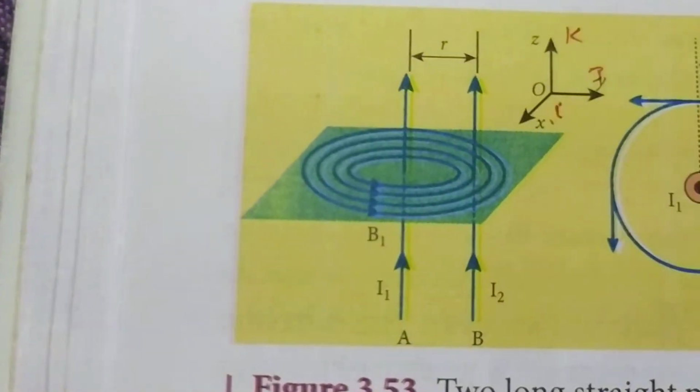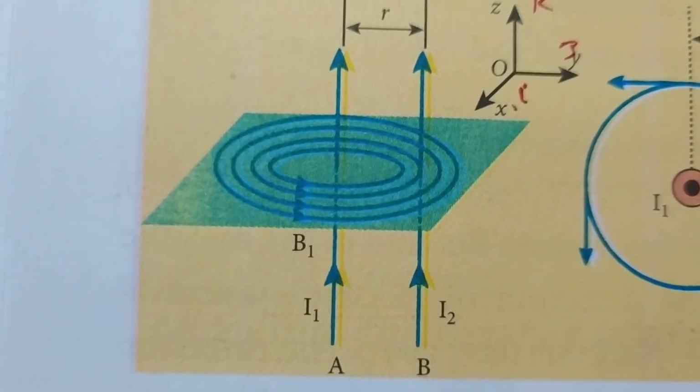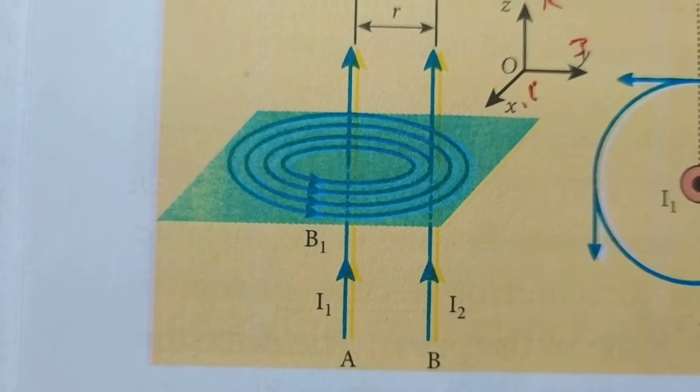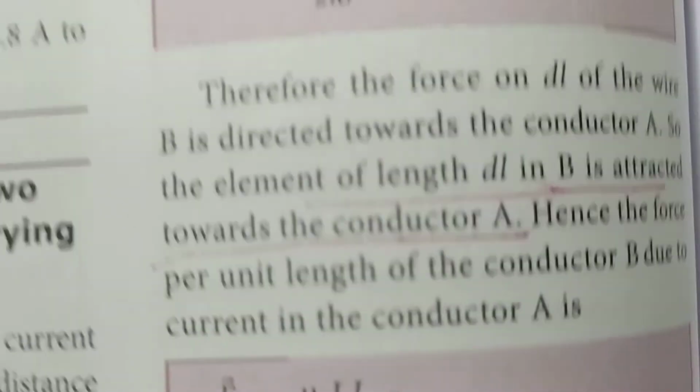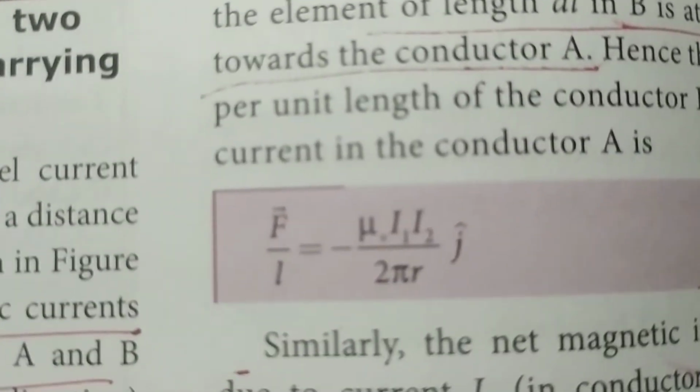That is, when you see this diagram, the force on the conductor B is towards the conductor A, that is, towards the left hand side. Now what is force per unit length? For that you divide this equation by L. So you will get F by L.